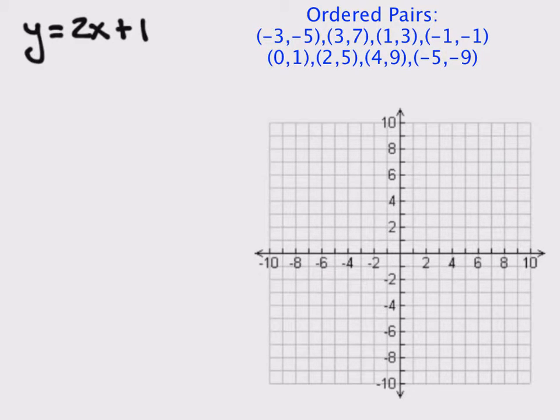Alright, here's our graph, here's our equation, here are the ordered pairs that I found, maybe you found some more. But before we graph them, remember we always want to label our axes on our graph, even if it's by the standard convention that the horizontal axis is our independent variable x, and the vertical axis is our dependent variable y. Alright, now let's go ahead and graph these ordered pairs.